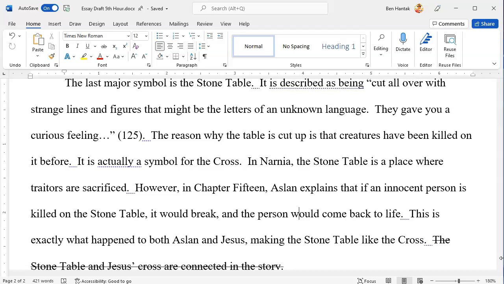If you want to add that last summary sentence, that's fine too. The stone table and Jesus' cross are connected in the story. Actually, after reading it out loud that time, I actually like leaving in that last sentence, but either way, you've got a strong paragraph.